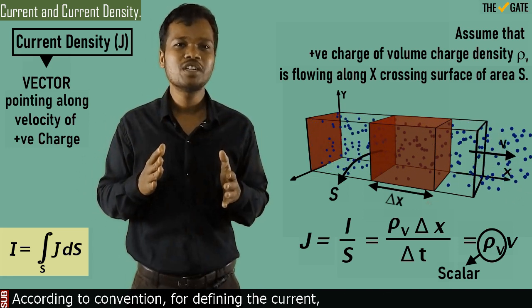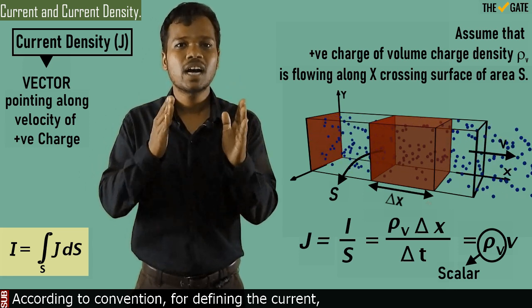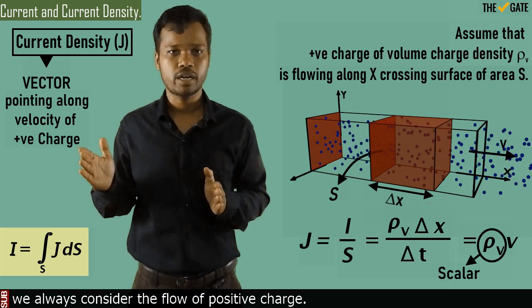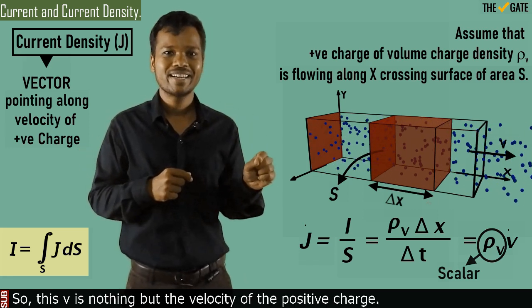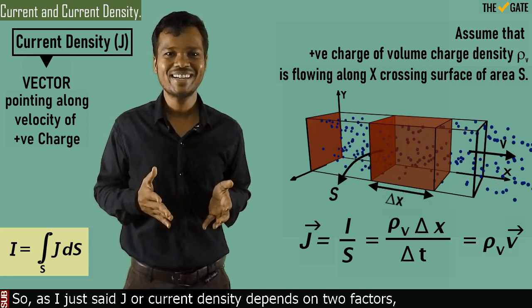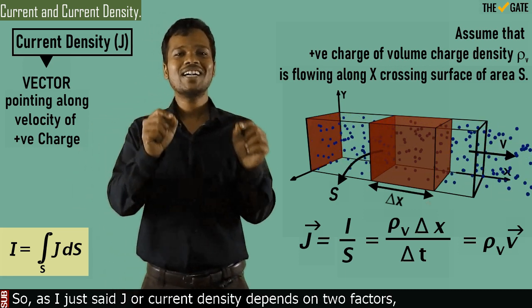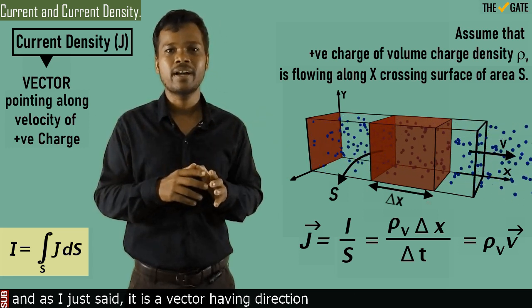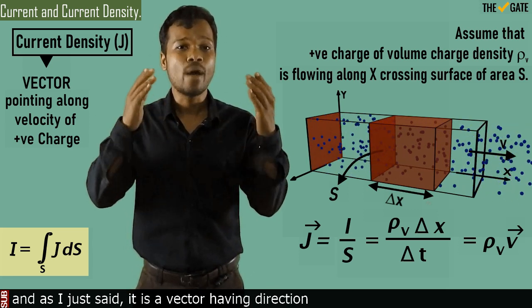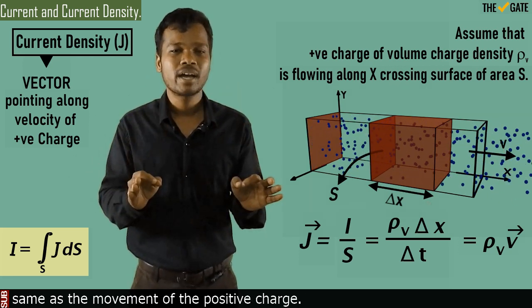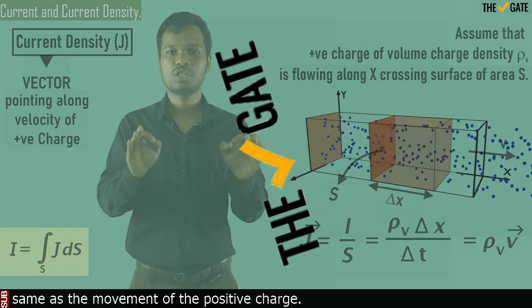According to the convention, for defining the current, we always consider the flow of positive charge. So this V is nothing but the velocity of the positive charge. So as I just said, J, or current density, depends on two factors, and it is a vector having direction same as the movement of the positive charge.